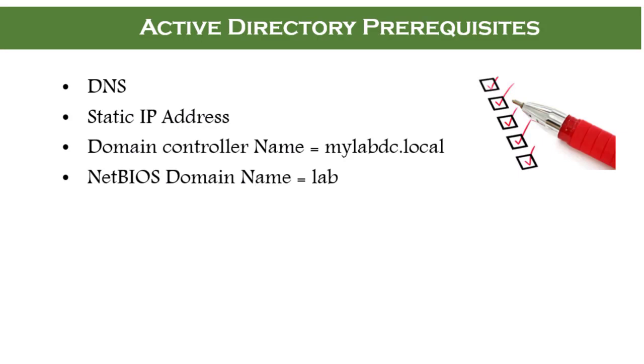So the Active Directory prerequisites: for installing Active Directory, you should have a DNS. DNS, I will explain in my video, what is DNS. And a static IP address. Basically, there are two types of IP address: one is called static and one is called dynamic. A static IP address never changes, and a dynamic IP address changes whenever we reboot the computer. Likewise, we should choose a domain name like mylab.dc.local, and we should choose the NetBIOS name, which is called lab in my case.